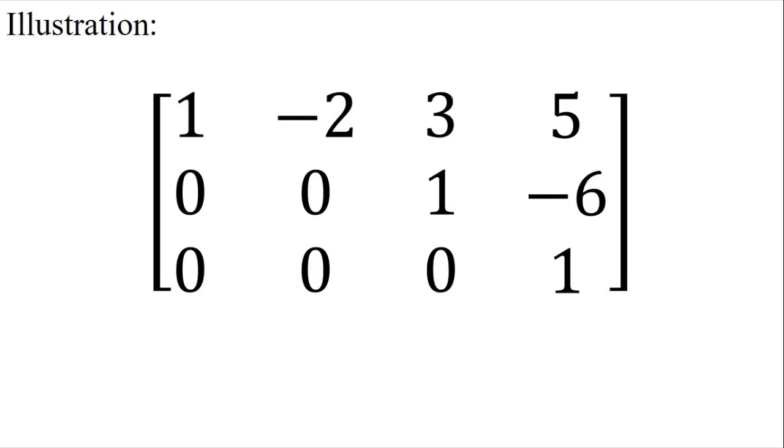Here is an illustration of a matrix in row echelon form or REF. The leading entry for every row is 1. The leading entry of a row is to the right of the leading entry of the row immediately above it.